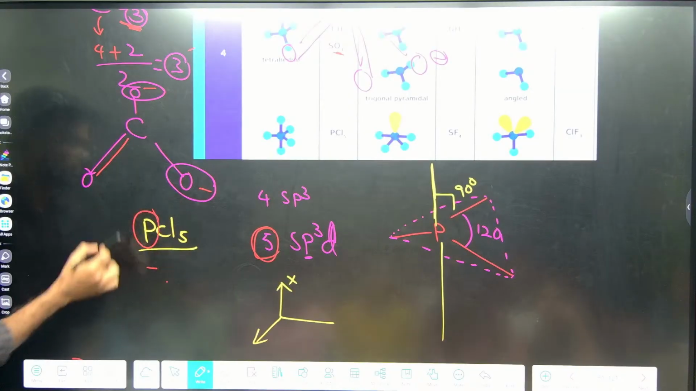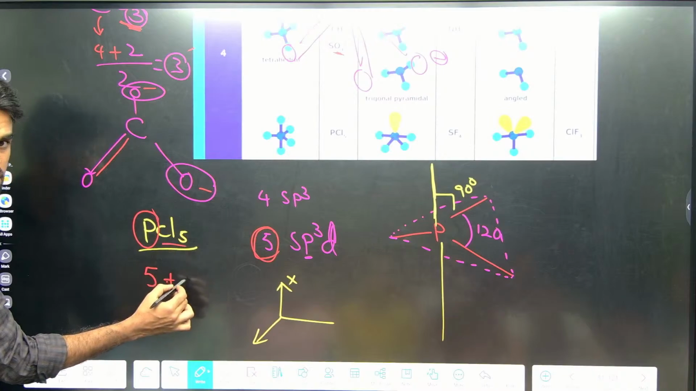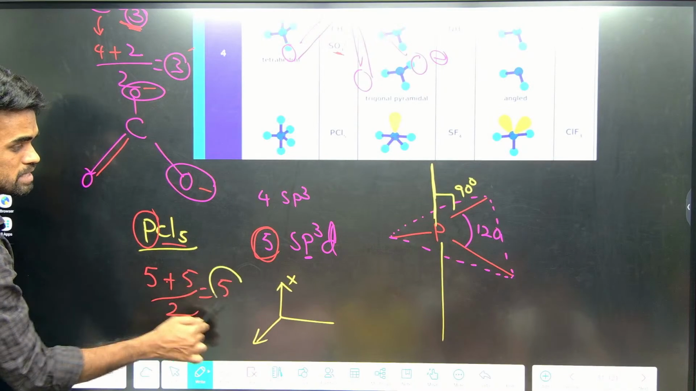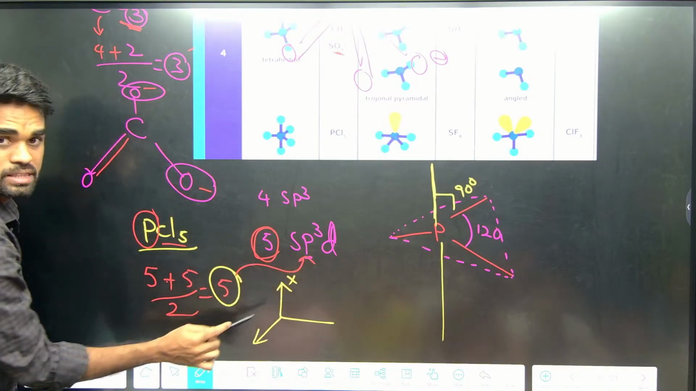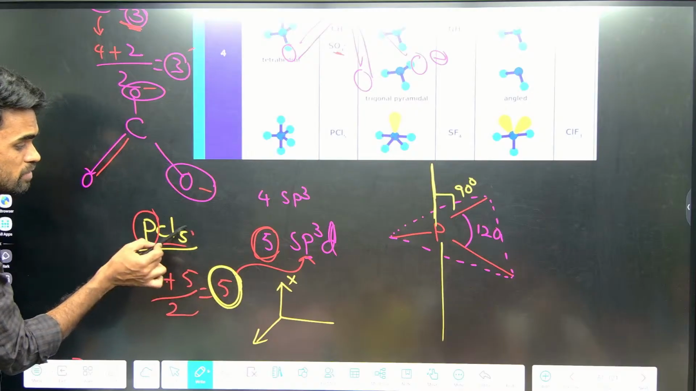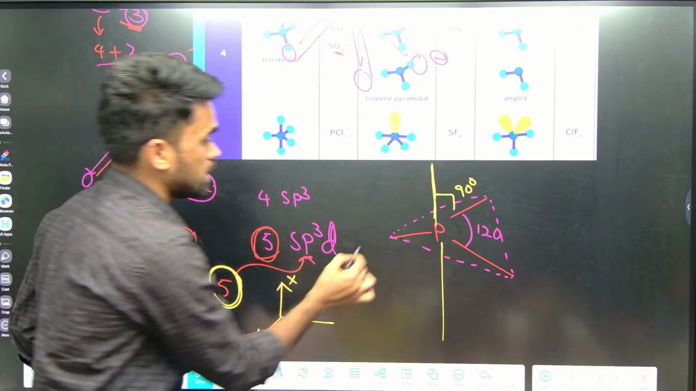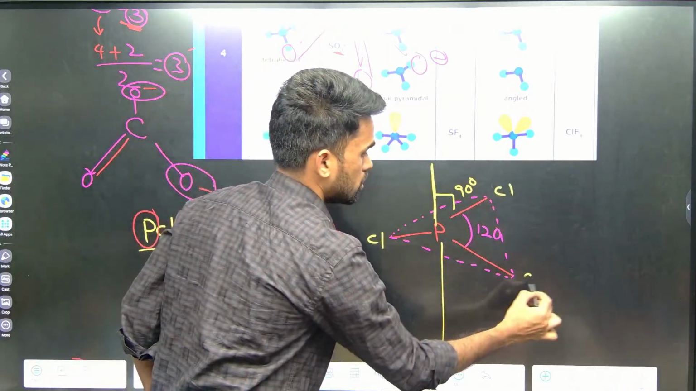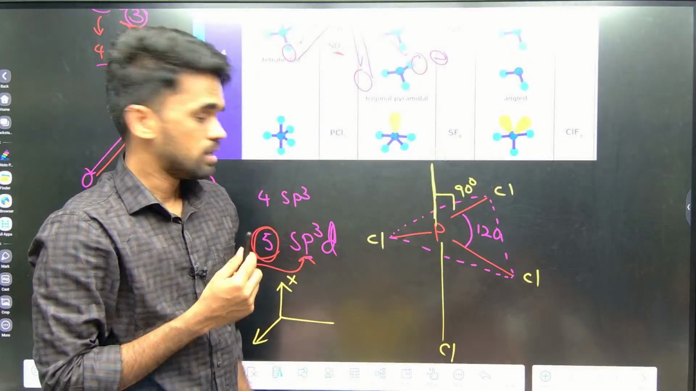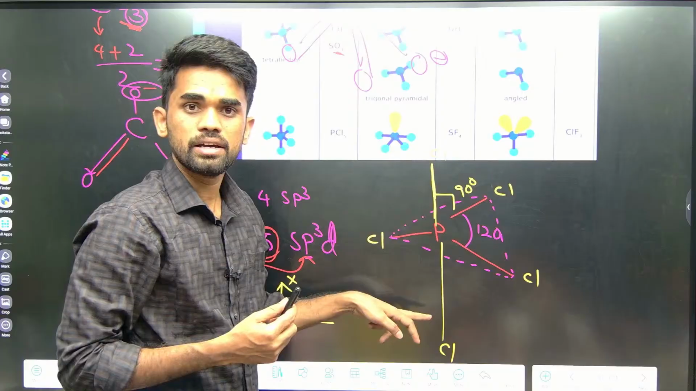Next, now take this PCl5. What is the group number for phosphorus? 5 valence electrons. How many surrounding atoms? 5. 5 plus 5, 10, by 2, 5. 5 means what is the hybridization? sp3d hybridization. Then all 5 orbitals are filled with 5 valency bonds only. 5 atoms are there here. So on each corner you put one chlorine like this. So these are 3 chlorines in equatorial, 2 are in axial.